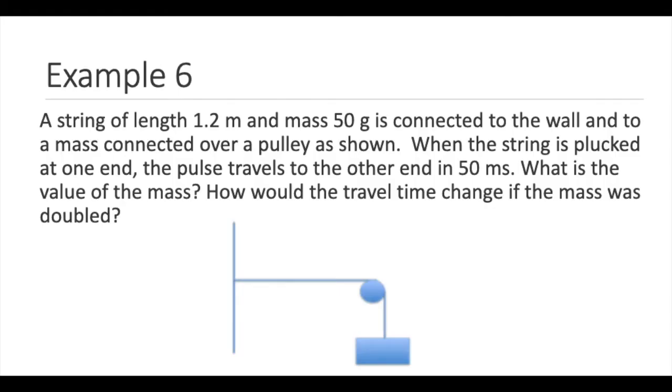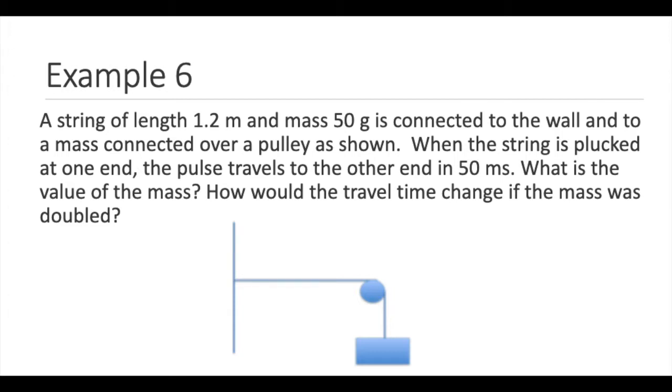Example 6: a string of length 1.2 meters and mass 50 grams is connected to a wall and to a mass connected to a pulley as shown. When the string is plucked at one end, the pulse travels to the other end in 50 milliseconds. What is the value of the mass? How would the travel time change if the mass was doubled?